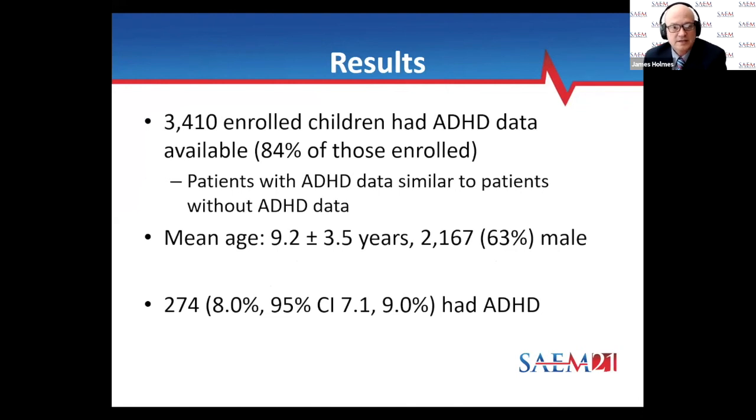We enrolled 4,000 children. 84% or 3,410 of those children enrolled had ADHD data available and therefore represent the study population. Those children who were enrolled but did not have ADHD data available were similar in age, mechanisms of injury, sex, and rate of CT scan as those that were enrolled with ADHD data, suggesting there was no bias in the sampling. The mean age of the enrolled population was 9 years, and 63% were male. The rate of ADHD in the enrolled population was 8%.